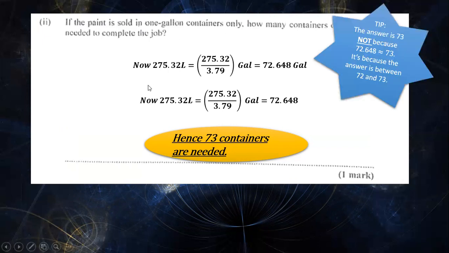Awesome. Let's continue. And again, the answer is 73, not because 72.648 is approximately equal to 73. It's because the answer lies between 72 and 73. So once you cross 72, it automatically goes to 73. Suppose it was 73.5 or 73.6 or 73.2, then it's still over 73. You would have needed 74.